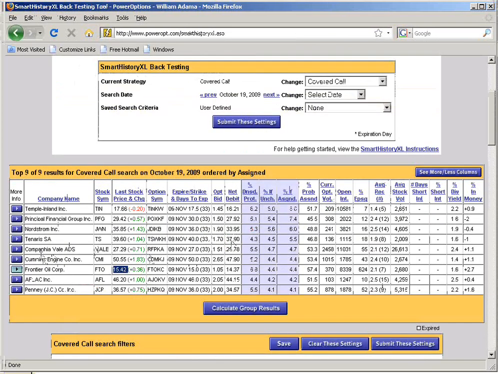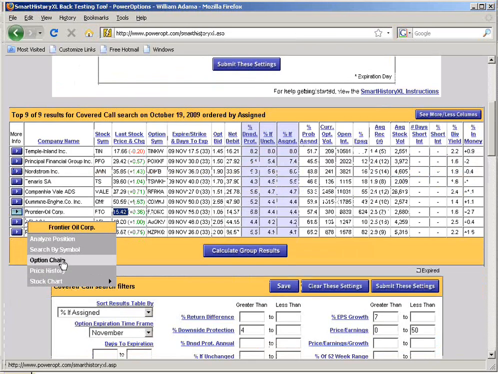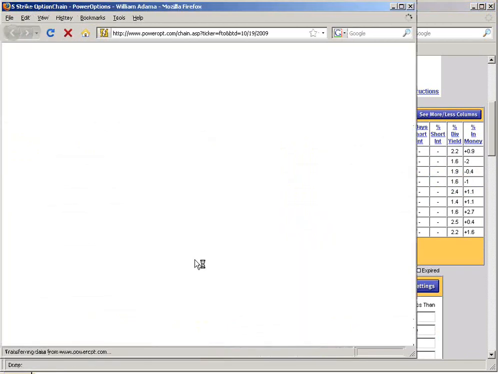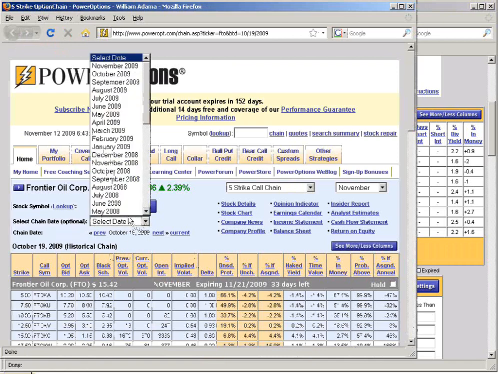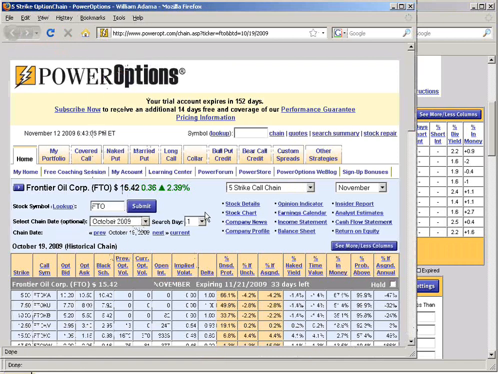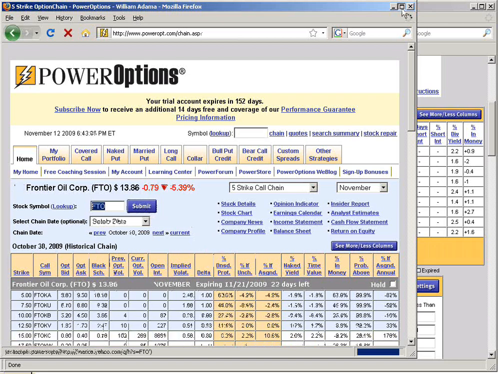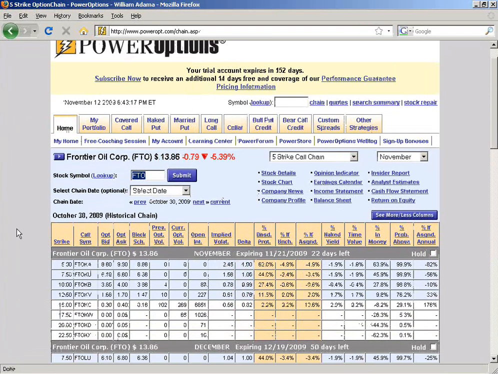So now we can link back to the option chain for October 30th. Happy pre-Halloween, of course. Let's go back to our screen here from the group results and then link over to the option chain for Frontier Oil. This pulled up from October 19th. Remember, we want to see the prices on October 30th. For the chain. Here we go.